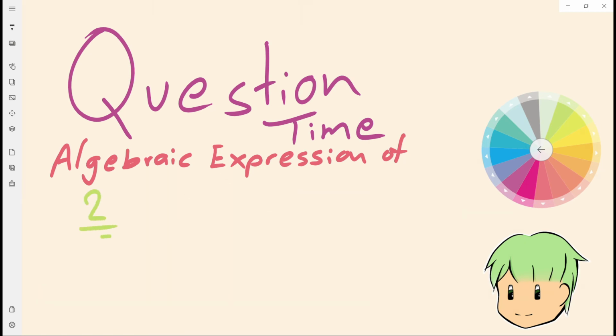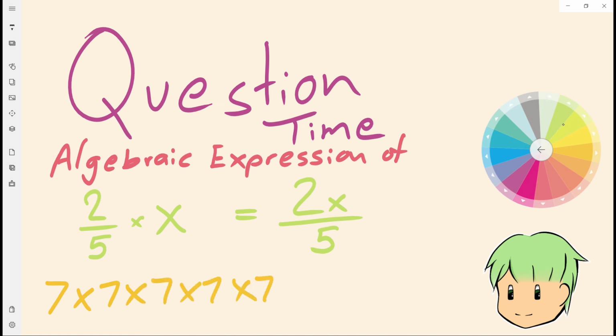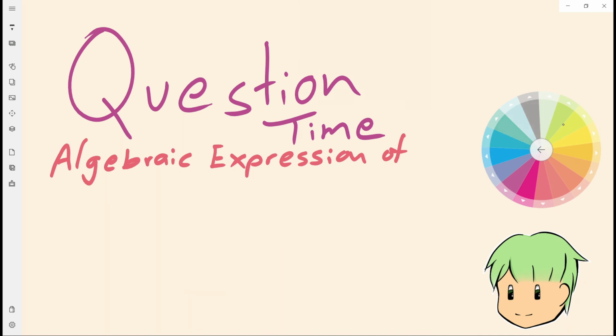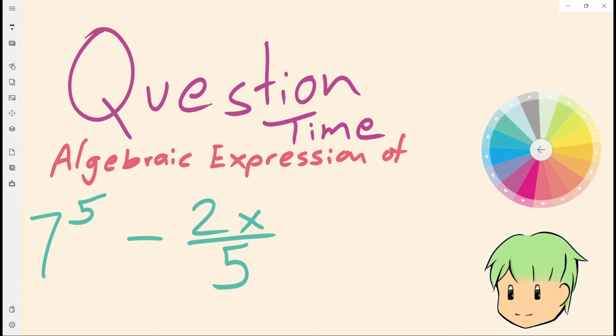2/5 of a number means x multiplied by 2 over 5, or 2x over 5. 7 multiplied to itself 5 times is 7 to the 5th power. 2/5 of a number less than 7 raised to the power of 5 is 7 raised to the power of 5 minus 2x over 5.